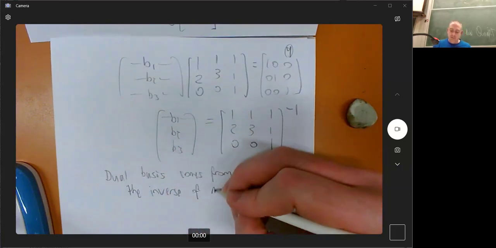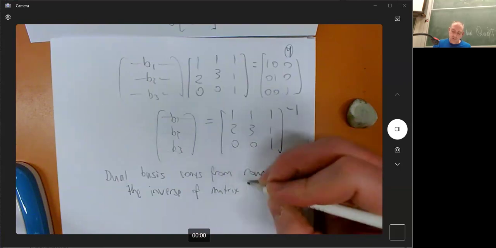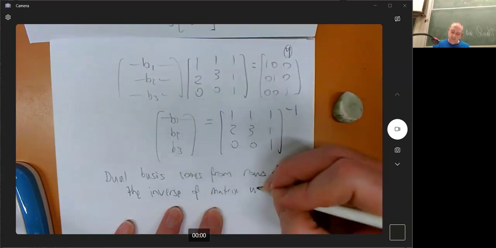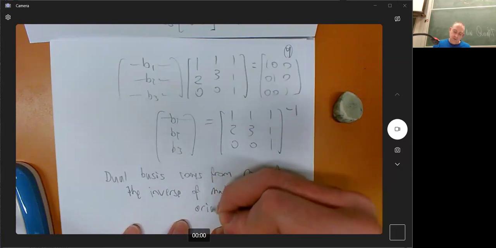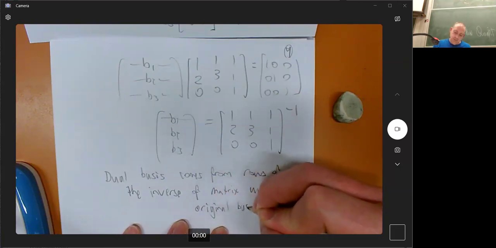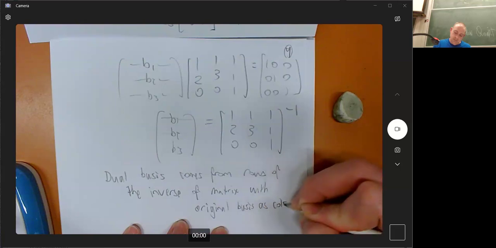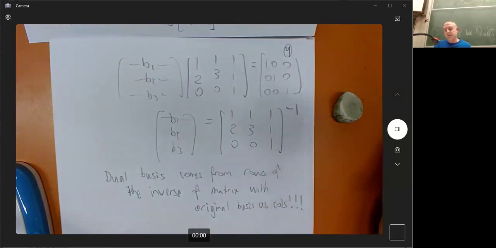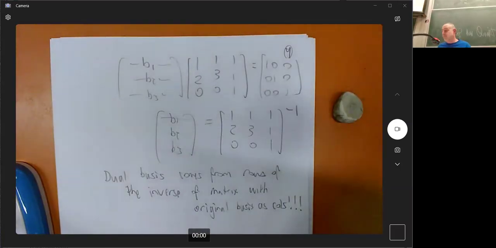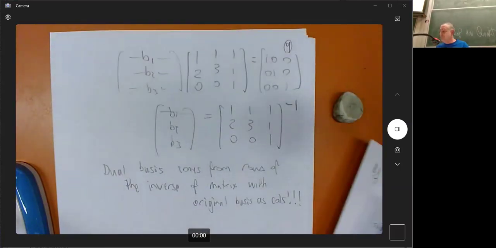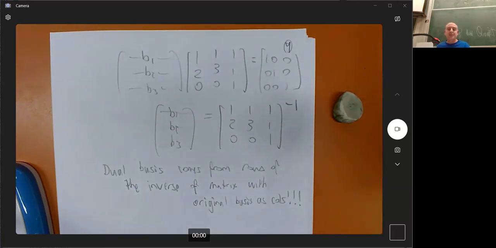Rows of the inverse of the matrix with the original basis as columns. Never ceases to amaze me the sorts of things like that happen. Yeah, that's just such a neat little magic trick.